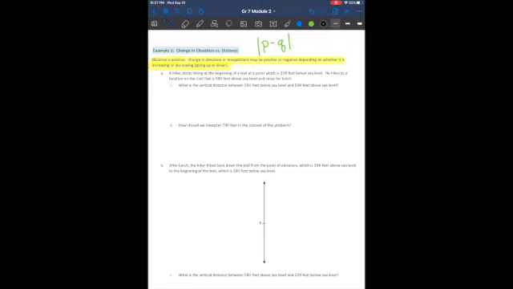So let's look at A. A hiker starts hiking at the beginning of a trail on a point which is 200 feet below sea level. He hikes to a location on the trail that is 580 feet above sea level and stops for lunch. What is the vertical distance between 200 feet below sea level and 580 feet above sea level? Okay, so the first thing we need to do is translate these descriptions of 200 feet below sea level and 580 feet above sea level into integers.